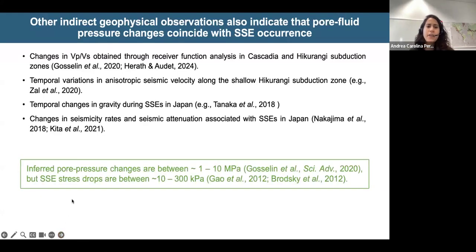It's interesting to note here that the inferred pore pressure changes in these observations are in the order of 10 to 100 megapascals, whereas the stress drops of SSEs are between 10 to 300 kilopascals. So this is not intuitive at first sight, and it hasn't been explained by a model.